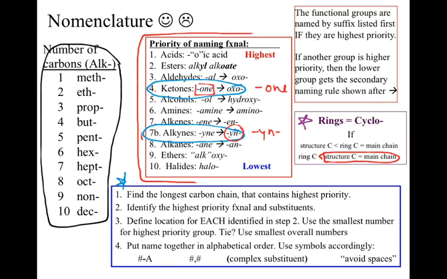Okay? And if we run into a tie situation where we could number from any direction and we end up with the same numbers, we'll use the smallest overall numbers possible. Okay? Last thing we do is put the name all together, typically in alphabetical order.